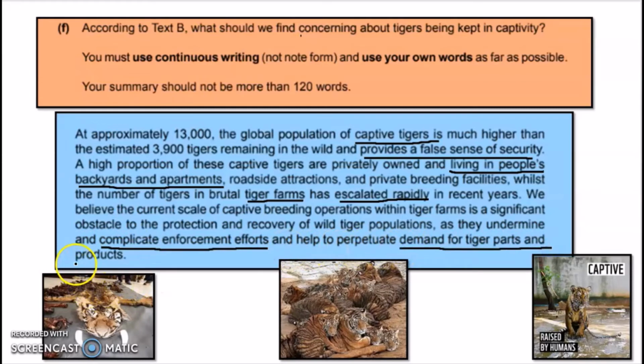So what does it mean? That when they are growing in number forcefully, it is complicating the enforcement efforts. Whatever laws we are making to protect wildlife, it is just complicating it. And then there is a big increased demand for the tiger parts and products, because they are selling their body parts.